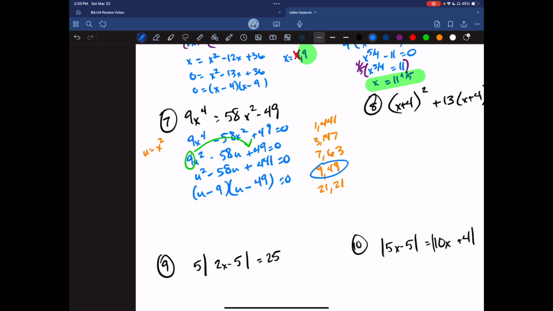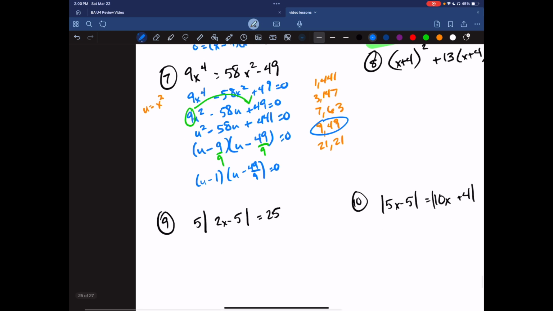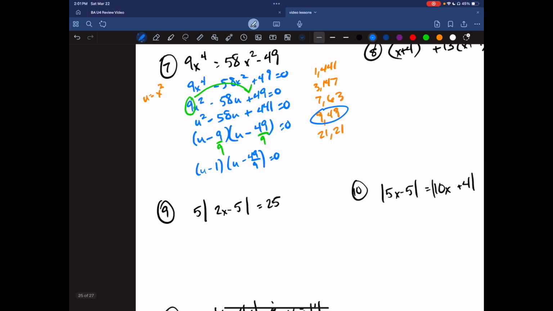And then this is where you have to remember that you multiplied at the beginning. So now you have to undo that. And how do you undo multiplication? You divide. So I'm going to divide by 9. And then I'm going to write this one more time. u minus 1, u minus 49 over 9. There's nothing I can reduce here. And because I'm setting this equal to 0, I'm just going to leave it like it is. Set each one equal to 0. So this is going to be u equals 1 and u equals 49 over 9.